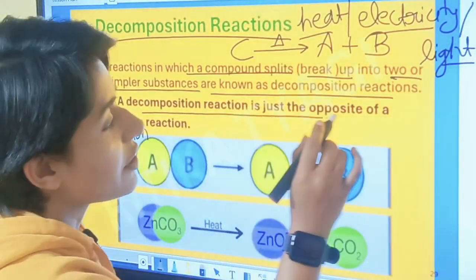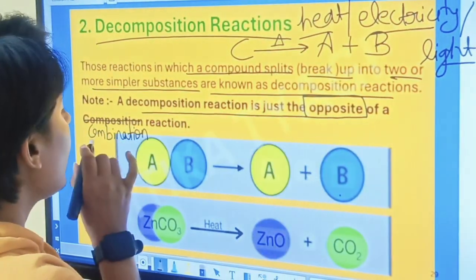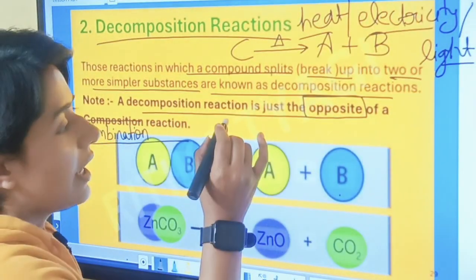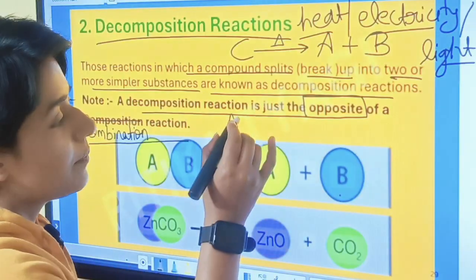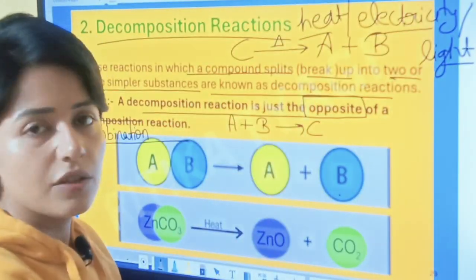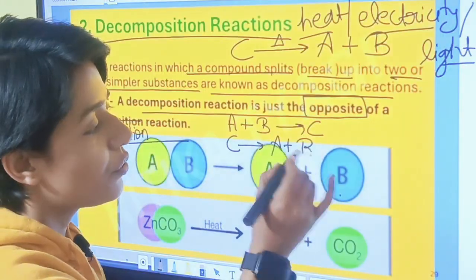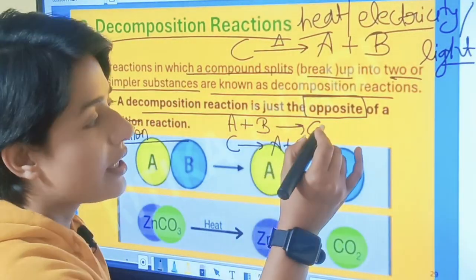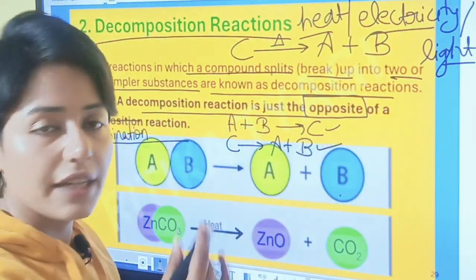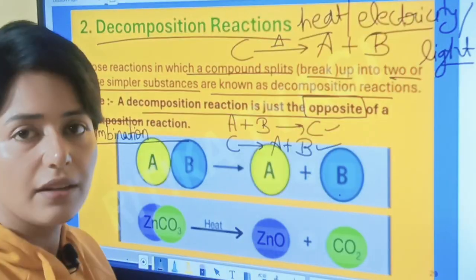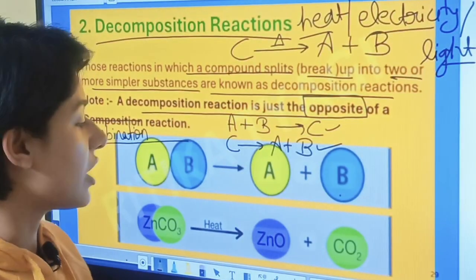Note, a decomposition reaction is just the opposite of a combination reaction. As I already discussed, A plus B combine to form C. Then in a decomposition reaction, C breaks down to form A plus B. So that was an addition reaction, but now it is decomposition, and both of these are exactly opposite to each other.